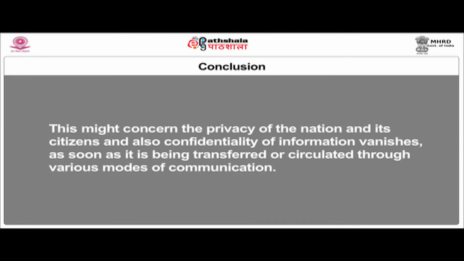It can be said that modernity, deterritorialization and developments in media technologies are interdependent. With advancement of technology, the concept of modernity is enhanced, but trans-border exchange of information or transnational broadcasting also has drawbacks along with the benefits. Information which should not be circulated beyond a particular territory can be easily accessed by anyone through the internet or various other forms of communication. This might concern the privacy of the nation and its citizens, and also the confidentiality of information vanishes as soon as it is transferred or circulated through various modes of communication.